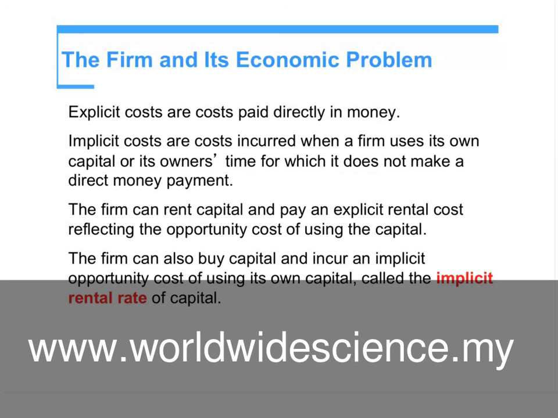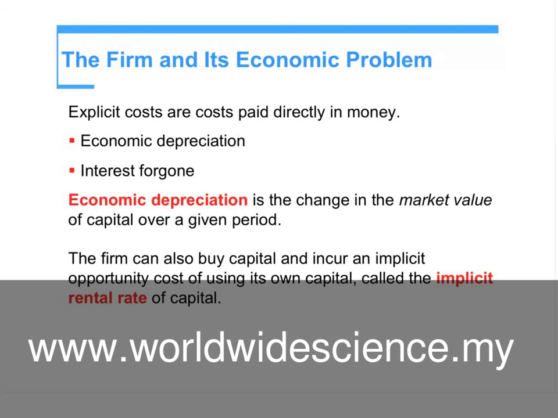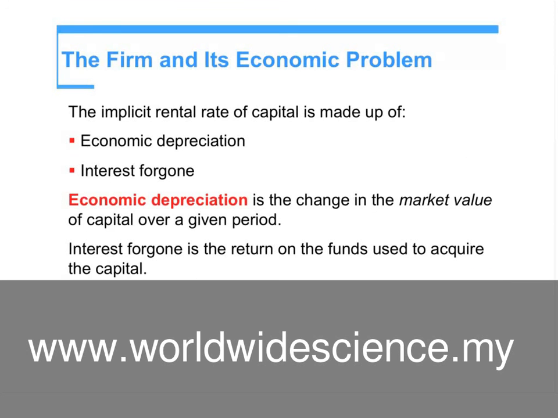Okay. So the firm and its economic problem. Again, the implicit rental rate of the capital is made up of economic depreciation and interest foregone. So what is economic depreciation? Economic depreciation is the change in the market value of a capital over a given period. So over a given period, if your economic value goes down, then it's a change in the market value. So interest foregone is the return on the funds used to acquire the capital.